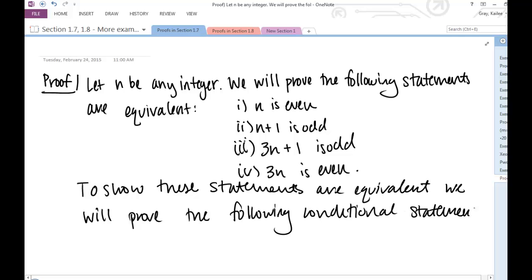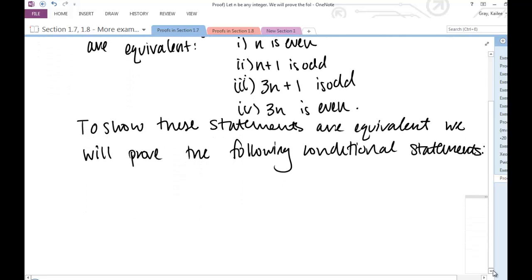I'm just going to label them so that my reader can follow along and not have just a big section of text to try to piece together, okay? It can help to break it up into pieces a little bit. So the first statement: 1 implies 2. If n is even, then n plus 1 is odd.